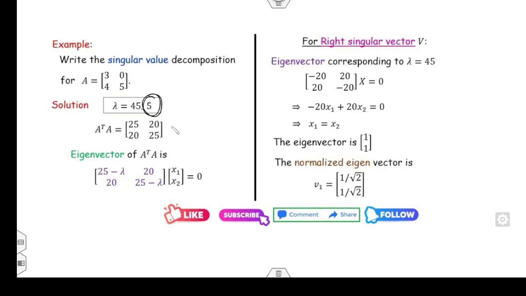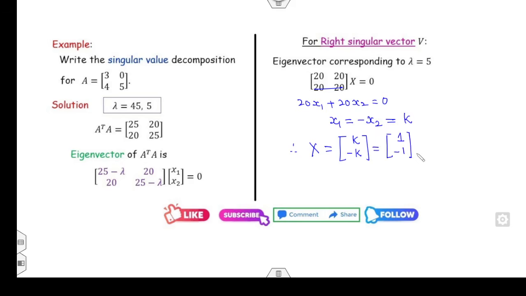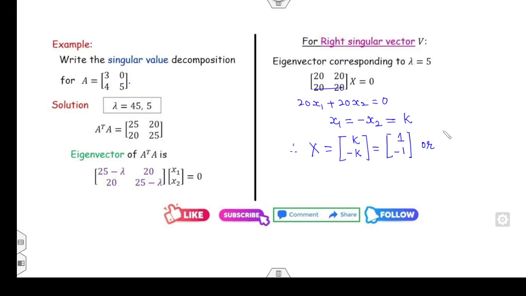Similarly, I can substitute lambda equal to 5 in equation number 1. You will get the second equation. I can delete that. You will get 20x1 plus 20x2 is 0, which implies x1 is equal to minus x2. I call this number K. Therefore, the eigenvector will be x1 is K, x2 is minus K. K I can choose as any number apart from 0. So it's minus 1 and plus 1. Fine. Or you can choose as per your choice. You can choose K as minus 1. Then it's minus 1 and plus 1.